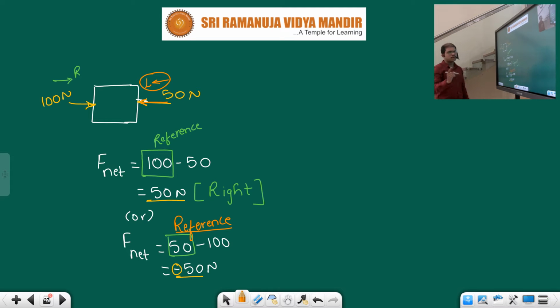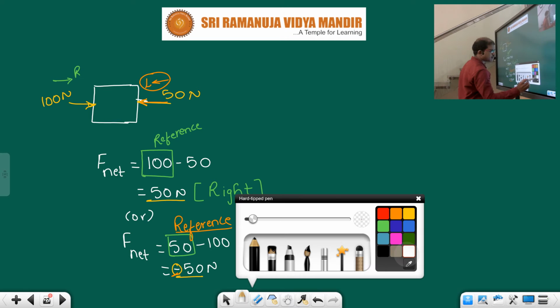Okay, but see the answer here, we got minus. Why did we get minus here? Because the block is actually not moving towards left, it is actually moving towards right. Understood? Again I will repeat this one, children.